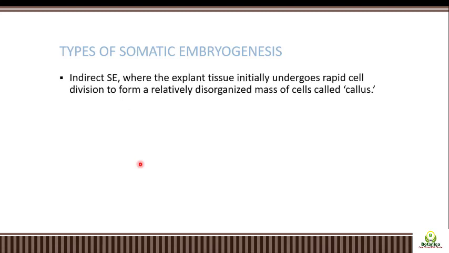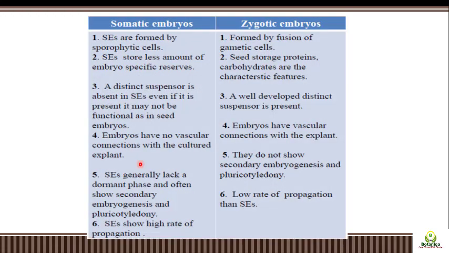So in indirect somatic embryogenesis, the explant tissue initially undergoes rapid cell division to form a relatively disorganized mass of cells called the callus. So these are the alternative definitions of it. Somatic embryogenesis then arises from the callus, and these are, as we have discussed, the differences between somatic embryos and zygotic embryos. So there is also a comparison chart.